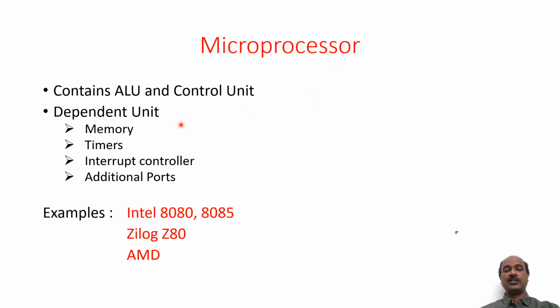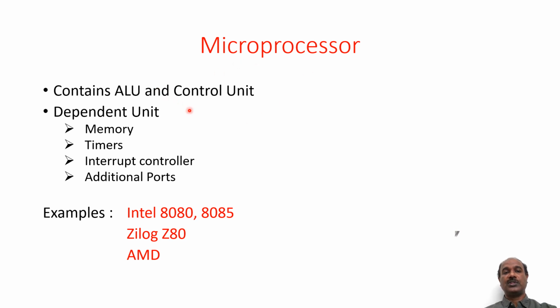Which extra circuits are needed so that it can become a fully functional processor? I need to add memory to store the program and data. I need to add the timers. Then you have to add interrupt controllers, and some additional ports if required. If you add these things to this microprocessor, then it can function as a controller. If you have only this microprocessor IC, you cannot directly use it in any system, because this processor has only ALU and control unit. These two alone cannot perform anything. It will not work.